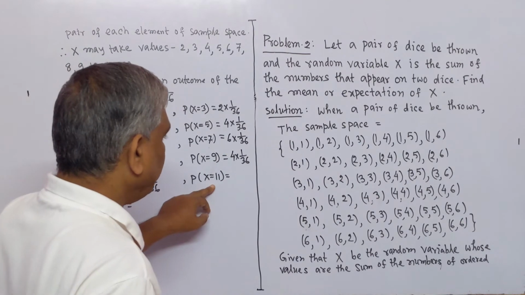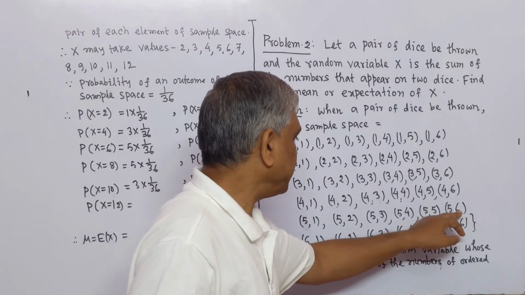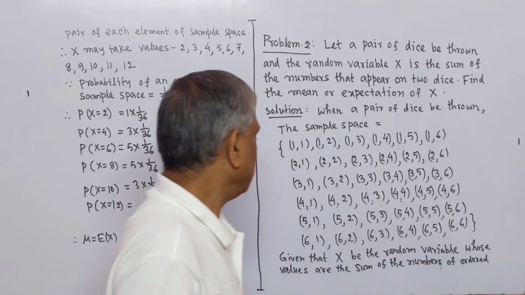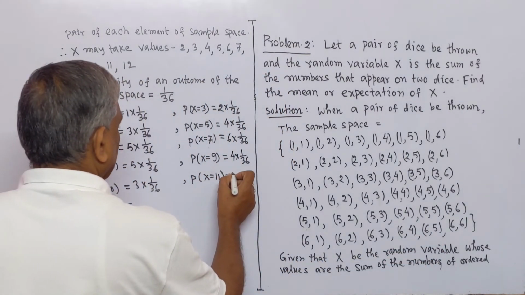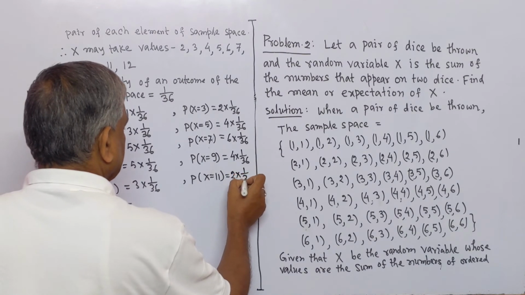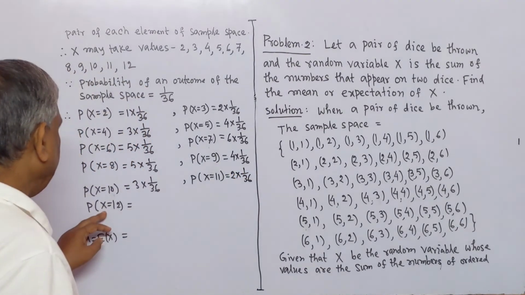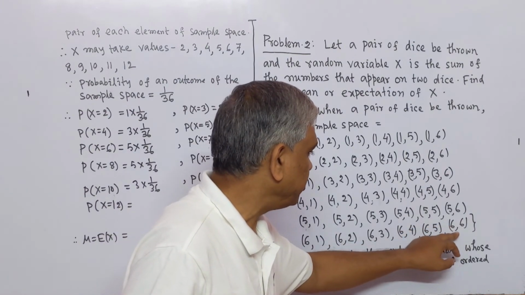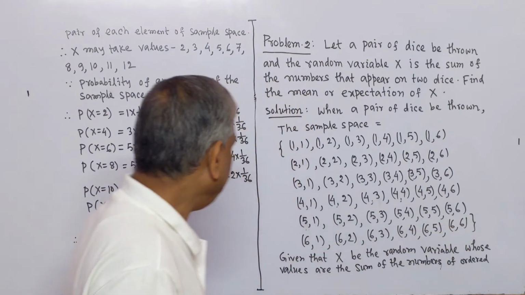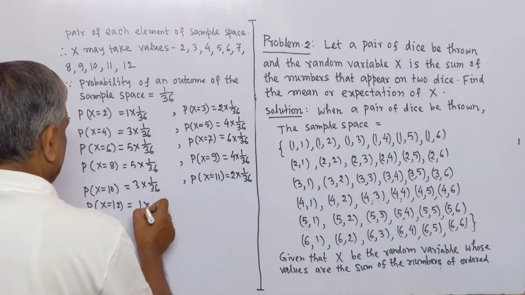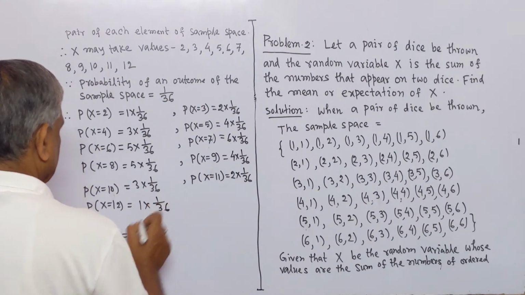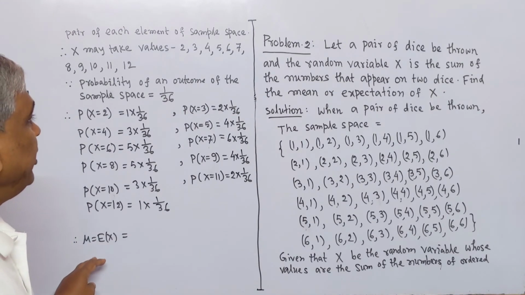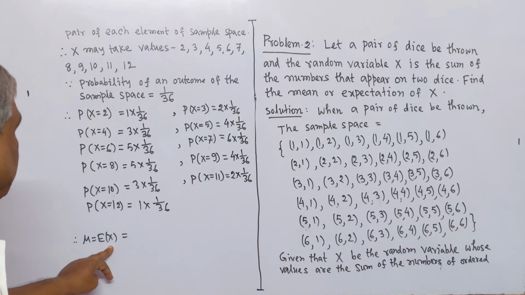Probability for X equal to 11. 5 plus 6, 11. 1, here 2. So this will be 2 multiply 1 by 36. Probability for X equal to 12. Here 6 plus 6 is only one element which gives 12. So 1 multiply 1 by 36. Now we have to find the mean or expectation of X.